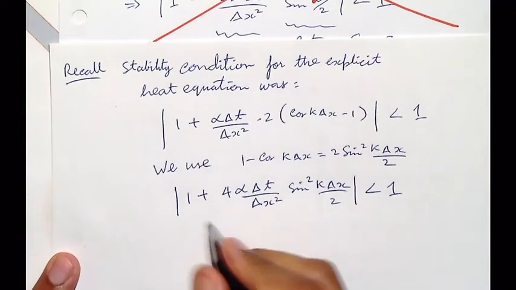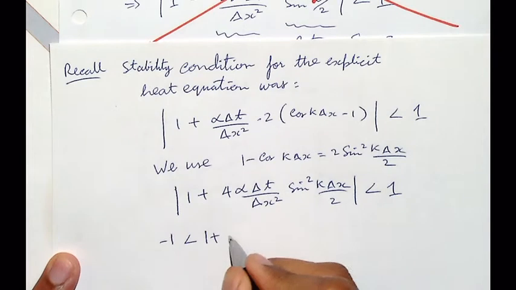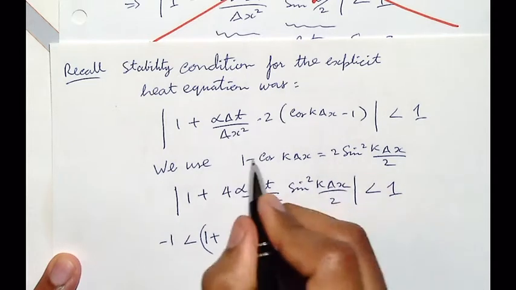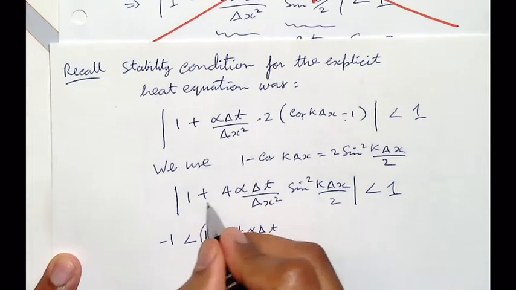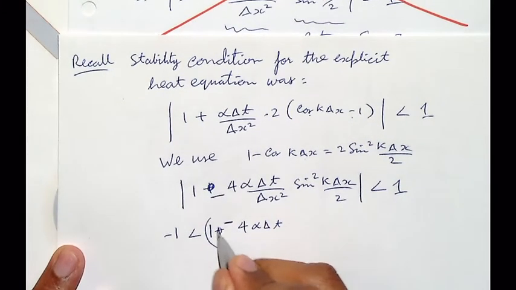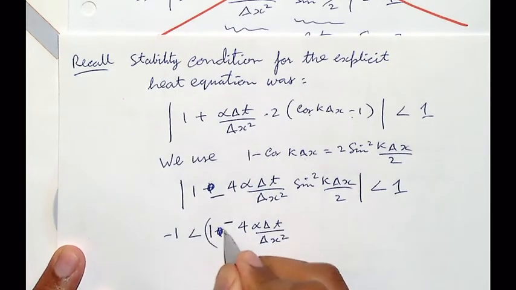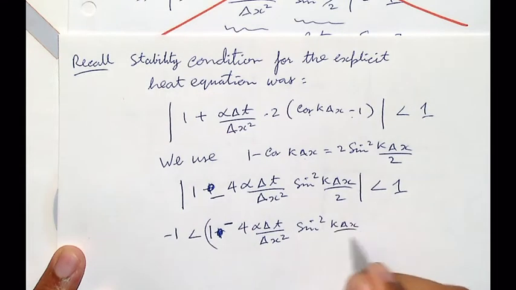And we know when we get rid of the modulus, we have to do this. I think that's minus. There's minus? Yes, yes. This is 1 minus cos. Yeah, this is a cos minus 1. The 1 minus cos will give us a minus. So there's a minus. Yes. Thank you. Thank you. So 1 minus 4 alpha delta t over delta x squared sine squared k delta x over 2 is less than 1.